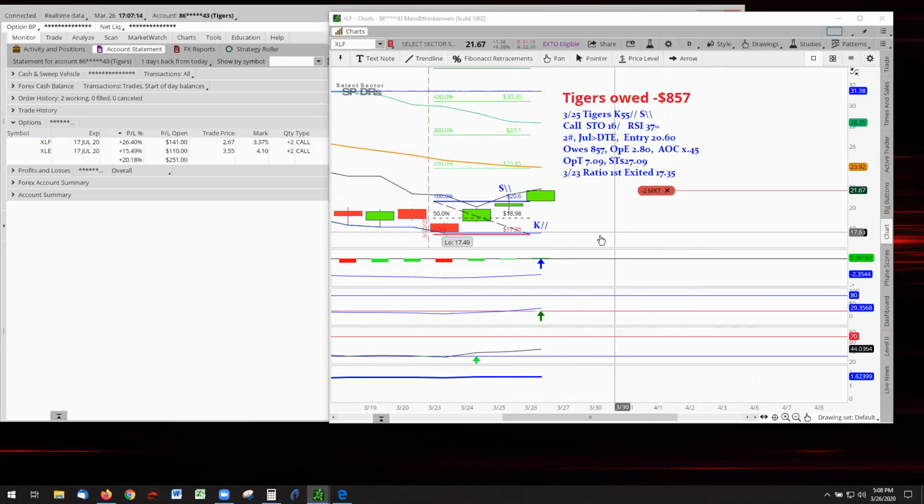Now, I made it a ratio trade because it was so narrow that anything can happen, and there's not a lot of wiggle room. I mean, look, there's the bottom right there. That's so tight. So you go to a ratio trade when the opportunity presents itself.